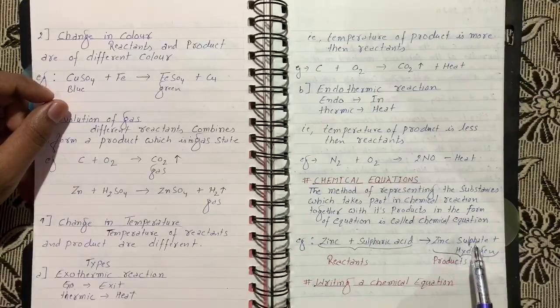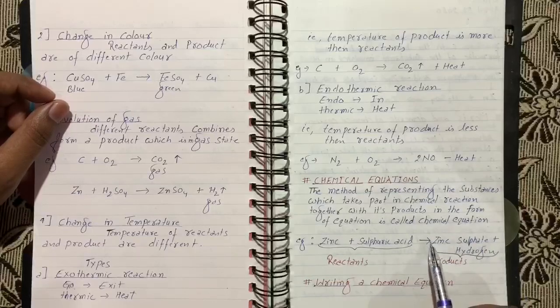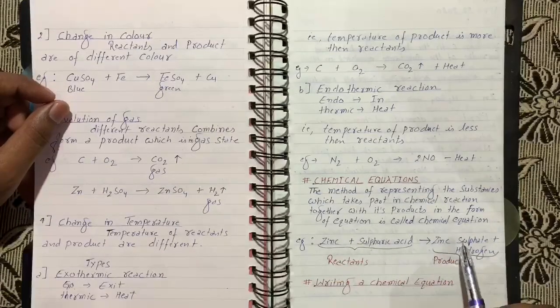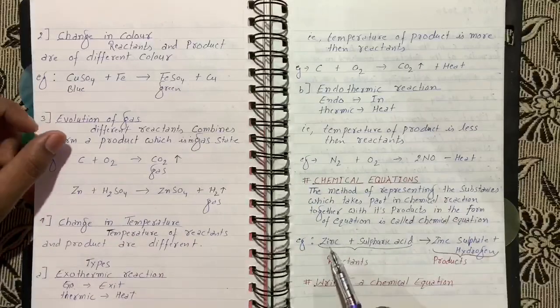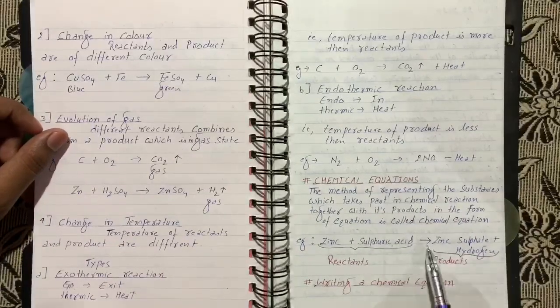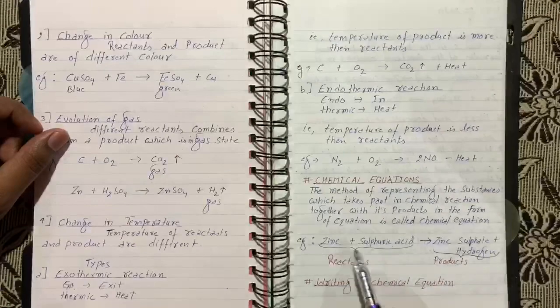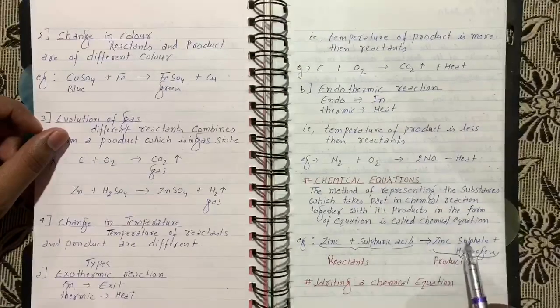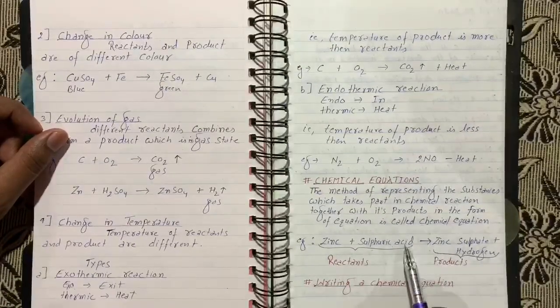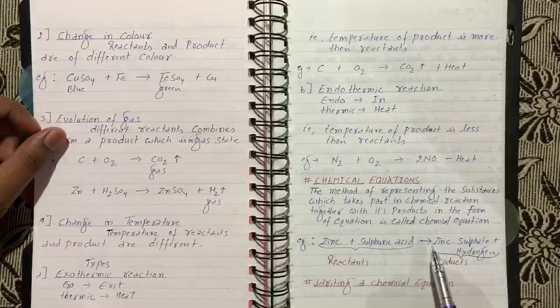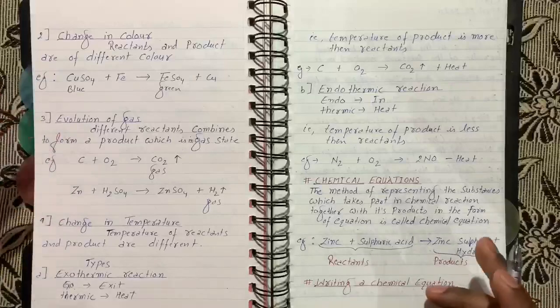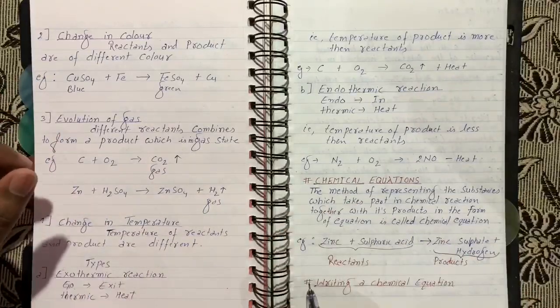Here a very important thing is that the arrow simply means in which direction the reaction is feasible. It means the reaction is going from where to where. Here zinc and sulfuric acid combine to form zinc sulfate and hydrogen. If the arrow is on this side, then we can say these two things combine to form these two things. So the arrow simply means the reaction is moving from which direction to which direction.